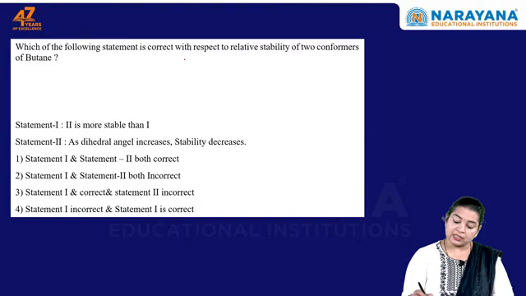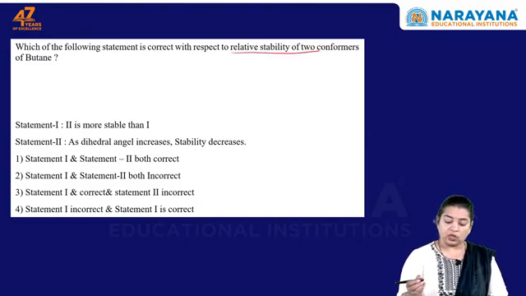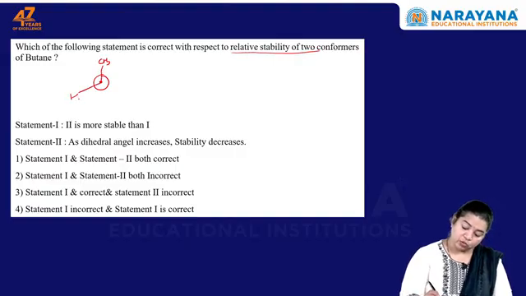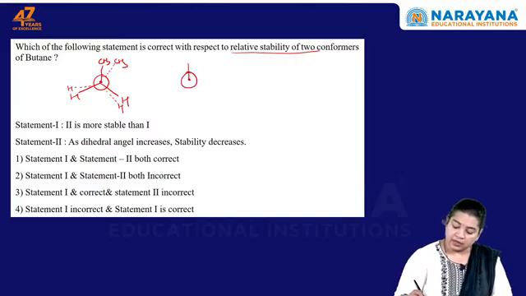Now, which of the following statements is correct with respect to the relative stability of 2 conformers of butane? I have seen what those 2 conformers are. But we want you to have the questions as early as possible and it might take some time to type these. So as per my request, we brought it here directly, and I'll draw it for you on the screen.